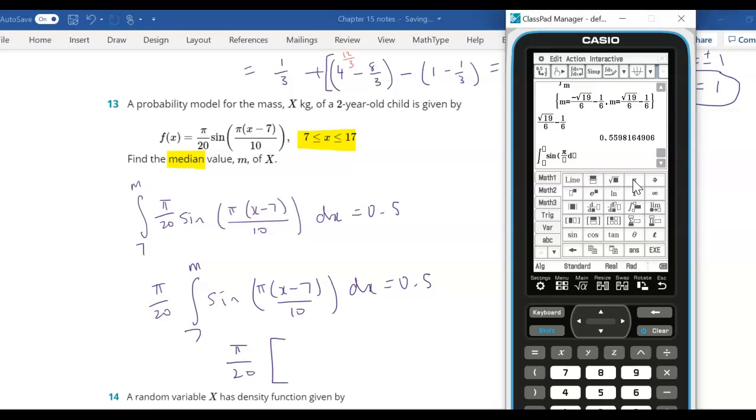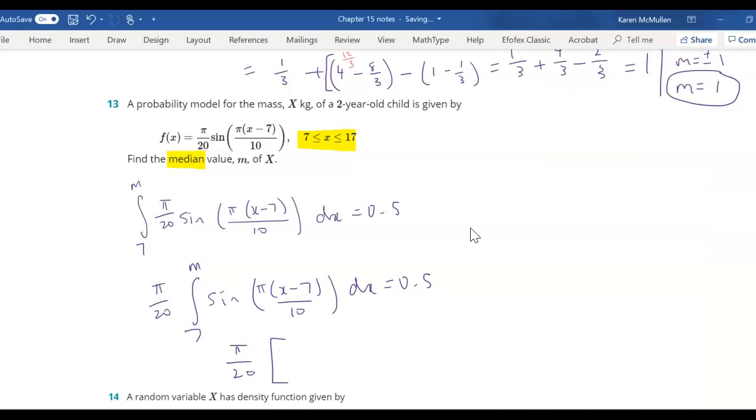So we've got sine of (pi x minus 7) on 10 dx, and remember, what did I do wrong? I think I forgot a bracket. Hopefully that's all that's wrong. Okay, so there's our antiderivative, it's negative, which you should be able to do by hand without your calculator, but I'm just going to be sneaky.